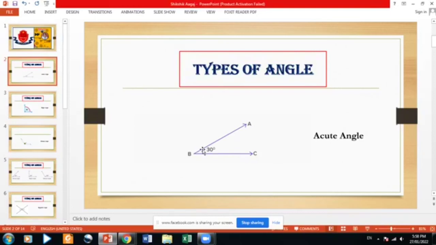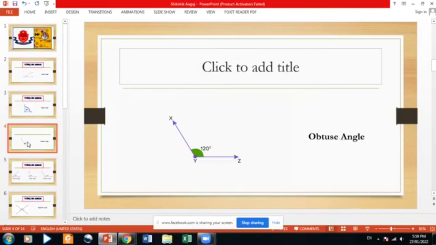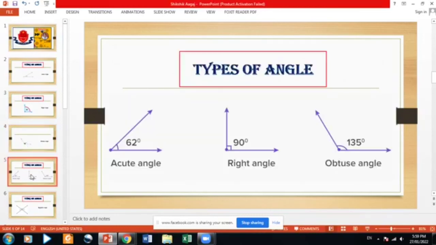So this is an acute angle. We need two rays to form acute angles, two rays or two segments. Then this is a right angle, this is an obtuse angle. Here we saw the angles made by two rays, or even we can say two segments. And here we revise what is an acute angle, what is a right angle, what is an obtuse angle.